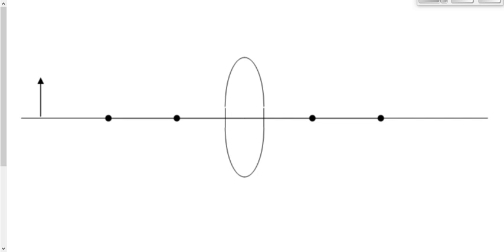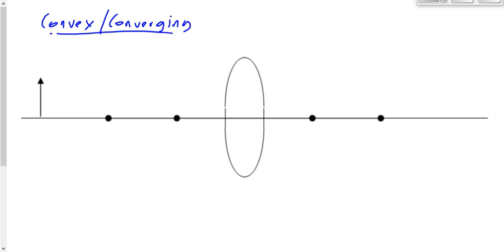What kind of lens do you see up on the board right now? Yep. It is convex, also known as converging. Right, convex, converging. I don't really care what you call it. Be prepared to see both names, convex and converging.